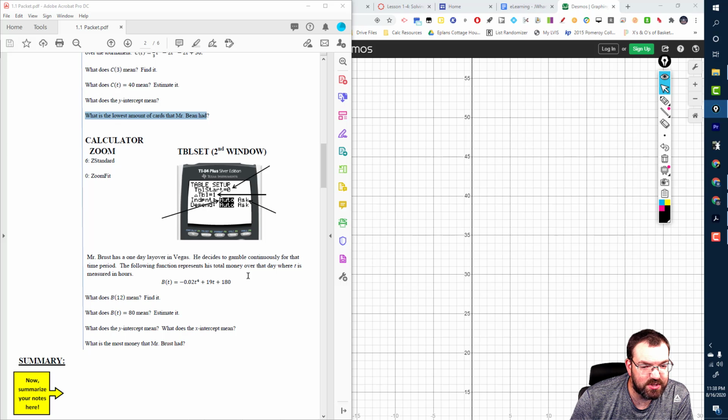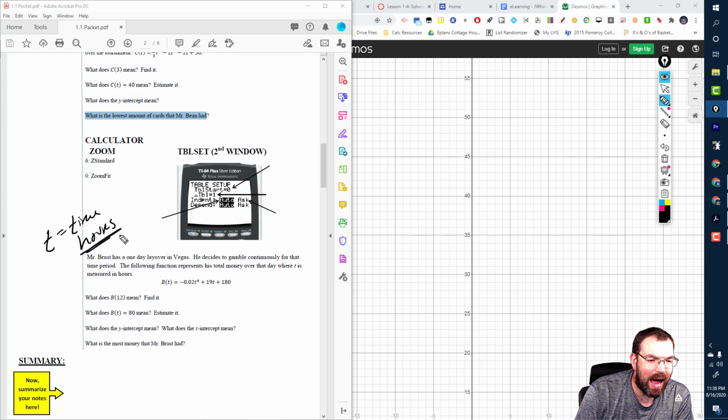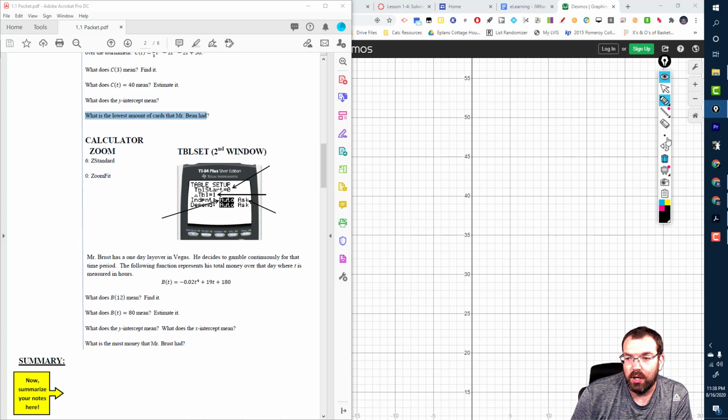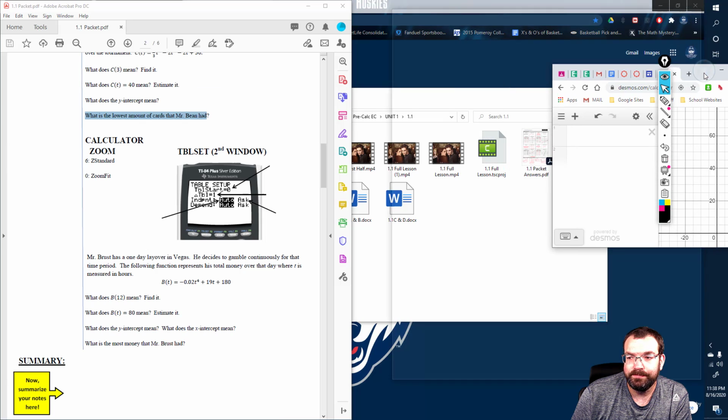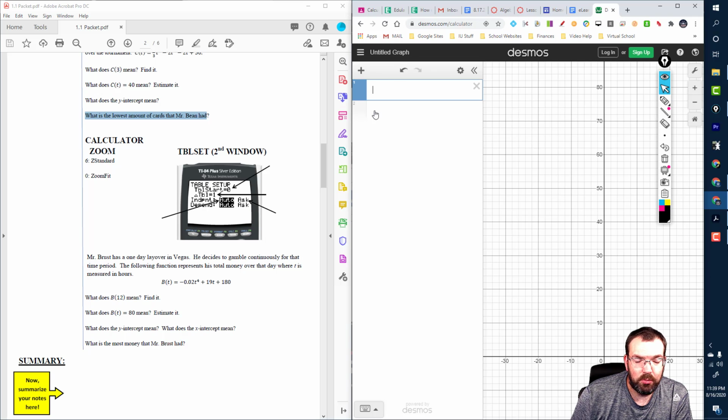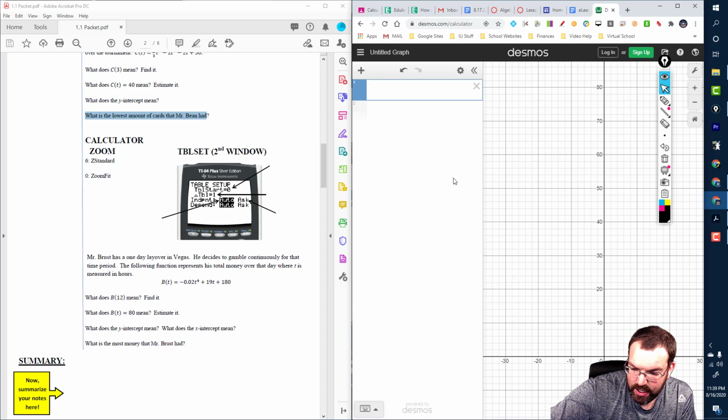The following function represents his total money over that day, where T is measured in hours. So again, T is for time, but in this case, we're talking about hours, not days. So this function, I want to graph this function. All right, so let's graph this function. Remember, I can't use T's and B's and all that stuff. I could use X's and Y's. So I'm going to use X's for my T's.